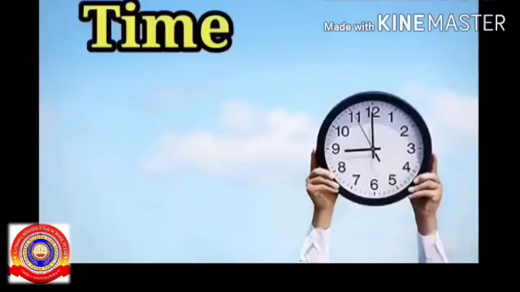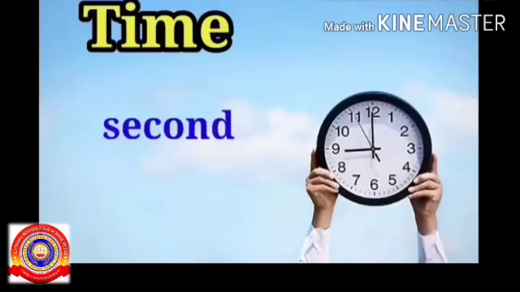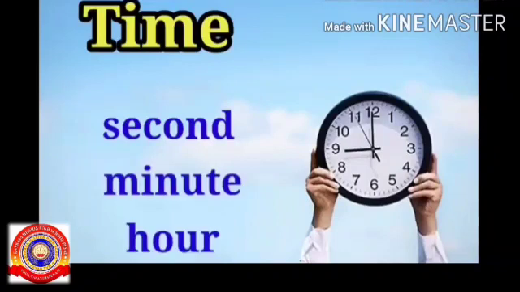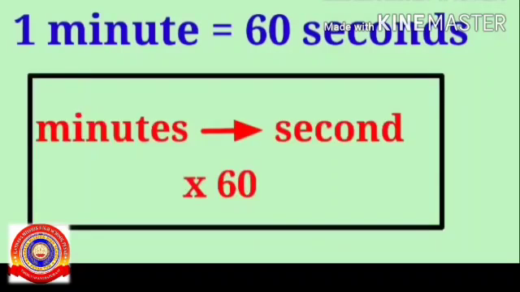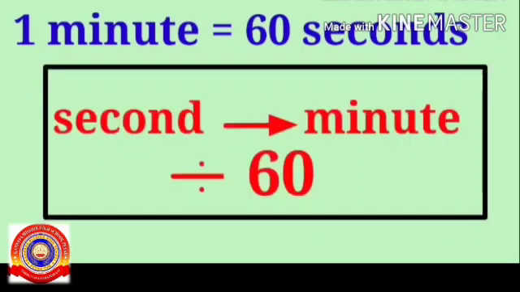Next conversion we will look at is time. We know the basic unit of time is second. Along with it we use minute and hour. Let's see how to convert minute to second. We know in 1 minute there are 60 seconds. So to convert minutes to second, multiply with 60. And to convert second to minute, divide by 60.